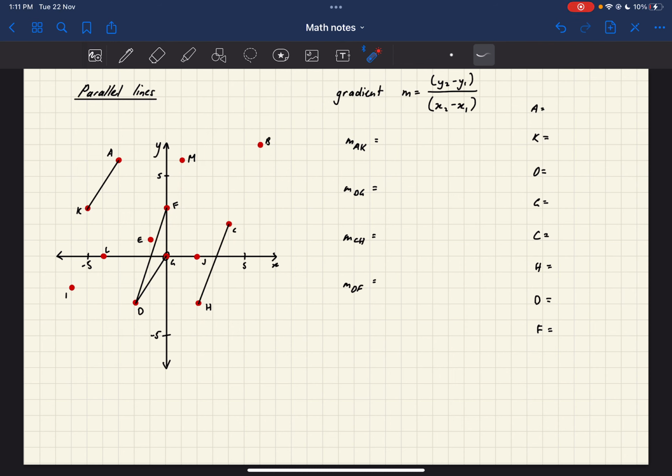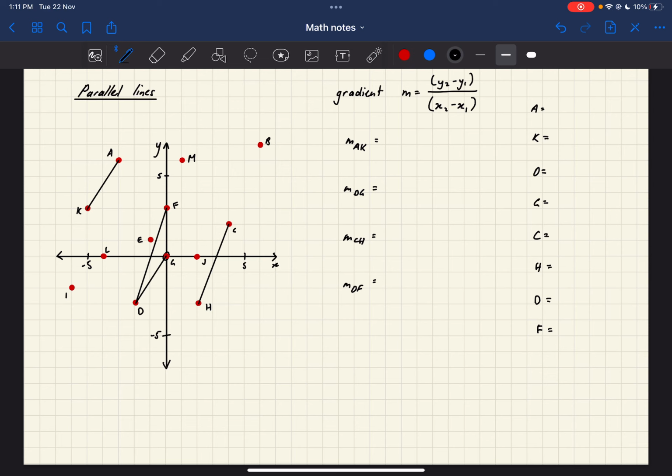So we're going to prove that using our gradient formula, which I talked about in another video. So we first need to find the gradient of our lines to find out if they are parallel. If we're looking at AK, which is this line here, we're going to find the gradient by doing y2 minus y1 divided by x2 minus x1.